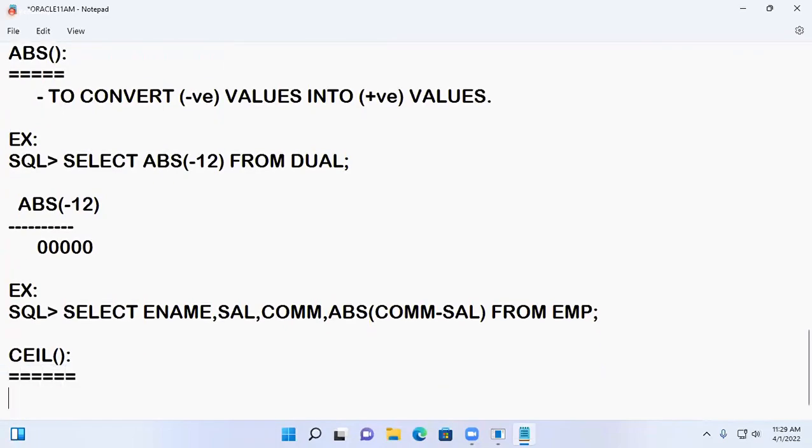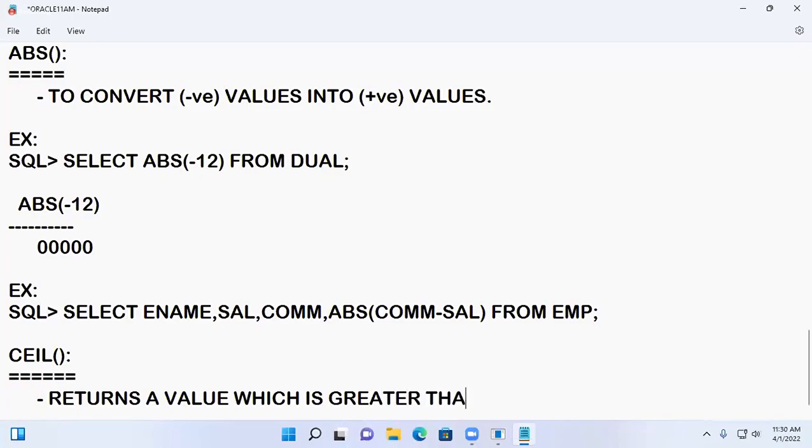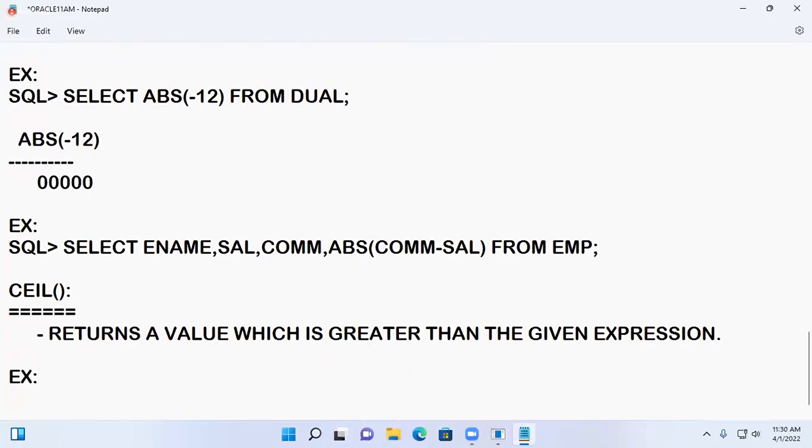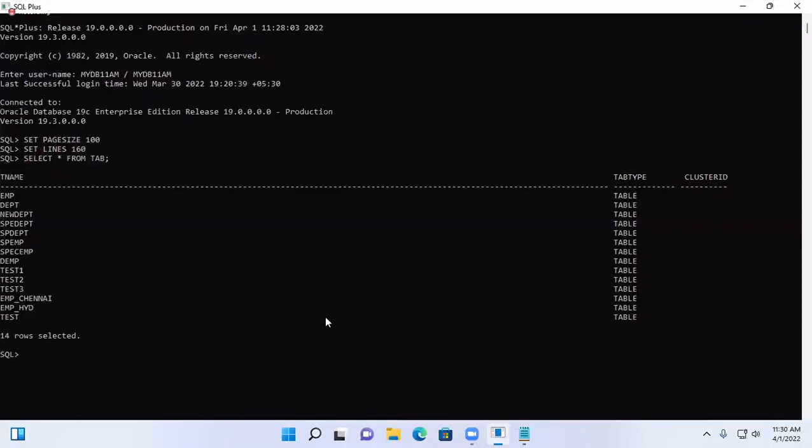Continue. So basically this function returns a value which is greater than the given expression. It returns a value which is greater than the given expression. Okay, so for example, come back to here.